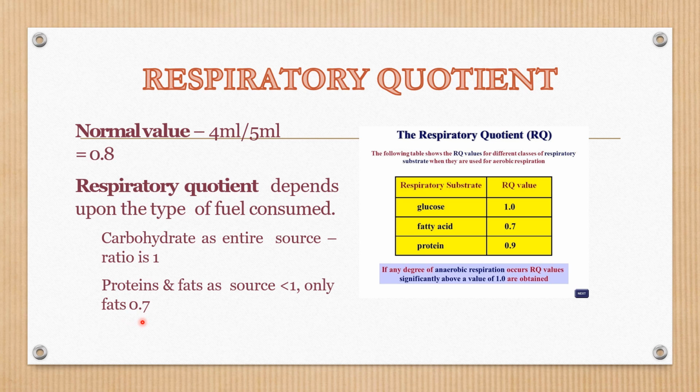Why? Because 0.7 molecules of CO2 are formed for each molecule of O2 consumed in the metabolism of fat. Thus, a lower RQ suggests that a greater than usual proportion of proteins and fats are being catabolized in the body. The RQ can be easily estimated by knowing the amount of O2 removed from inspired air and the amount of CO2 added to the expired air per minute. In this picture again, you can see that depending on the fuel or respiratory substrate, the RQ values are like this.